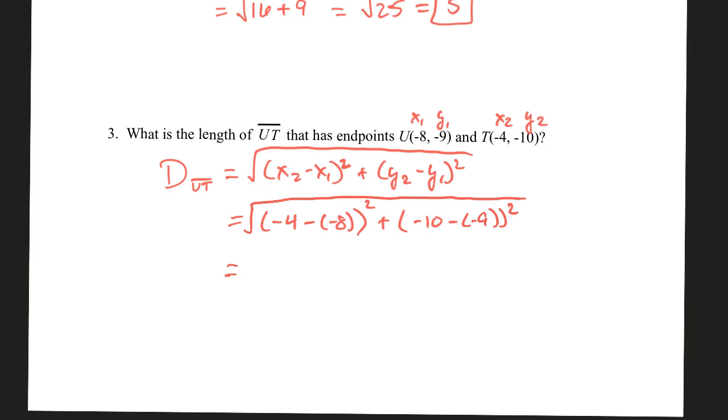Here we go. -4 minus a -8 turns into -4 plus 8, which is +4, and +4 squared is 16. Looking like the first one. Then -10 minus a -9 turns into -10 plus 9, which is -1, and -1 squared is positive 1. So we have 16 plus 1 this time, and I'm just going to leave this as radical 17. But of course, you would want to check whether the question says to find the length of UT to the nearest tenth. You always want to check those things.